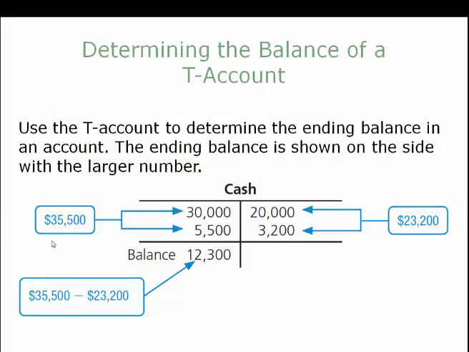Okay? So how do you figure out an account balance? Be careful here, because what they show is only the cash side. There are other transactions for double entry accounting that would have happened with this particular transaction. What it shows is you add up the debits on the left side and subtract from them the credits, and the number that's bigger is going to be your balance. So we had $35,500 in debits and $23,200 in credits. So the balance is going to be $12,300.